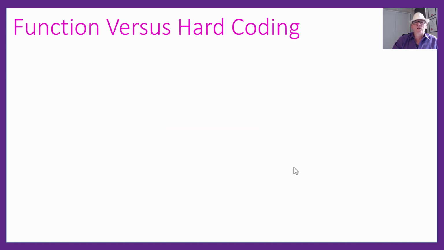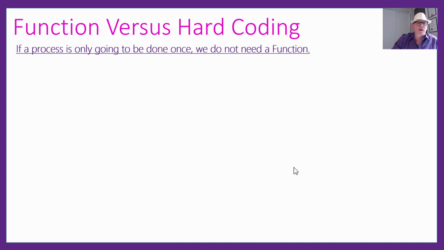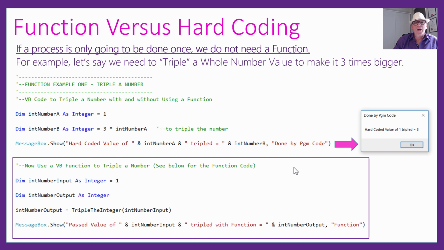All right, so doing a function versus doing hard coding. Why would we do a function, right? If a process is only going to be done once, there's no point in doing a function. So we have shown in the code that we've given you in the downloads, if we want to triple a whole number by multiplying it by 3, we just hard coded here that the number originally was 1. We're just going to do 3 times that number, 3 times 1, and put out the answer. So this is all done by the program. We get a message box, the hard-coded value of 1. If we triple that, multiply it by 3, the answer is 3, and that's the answer.